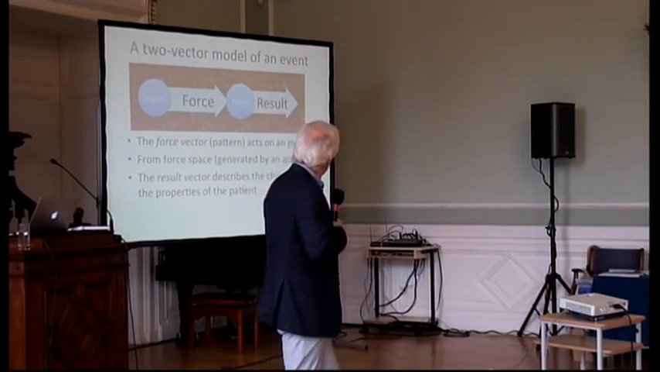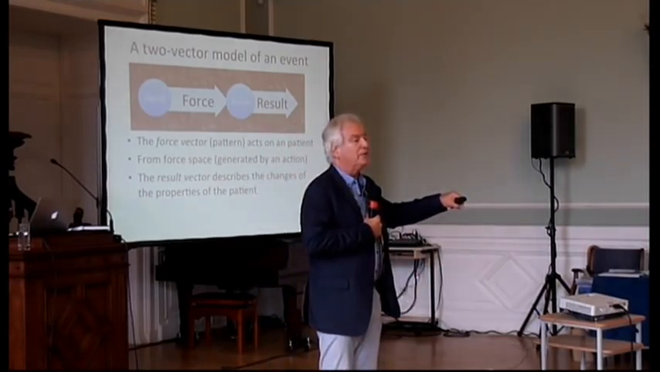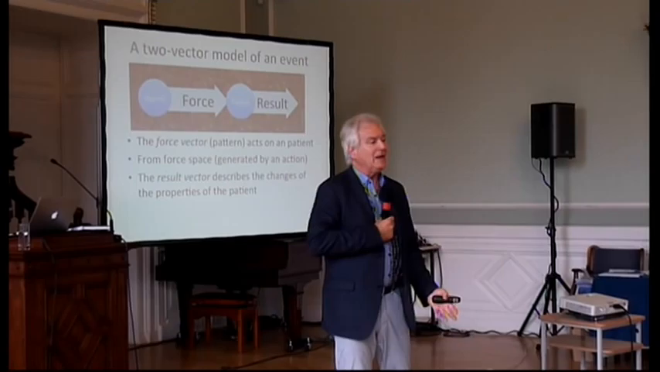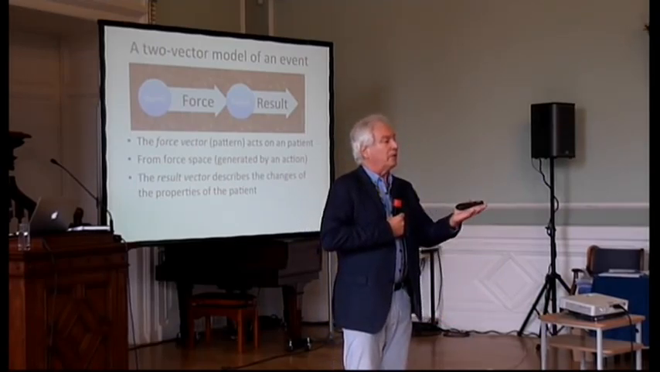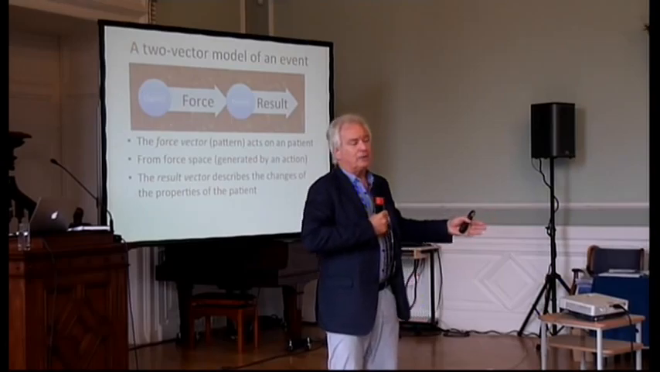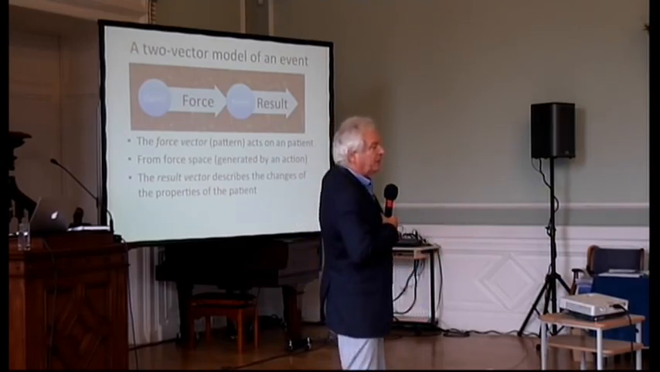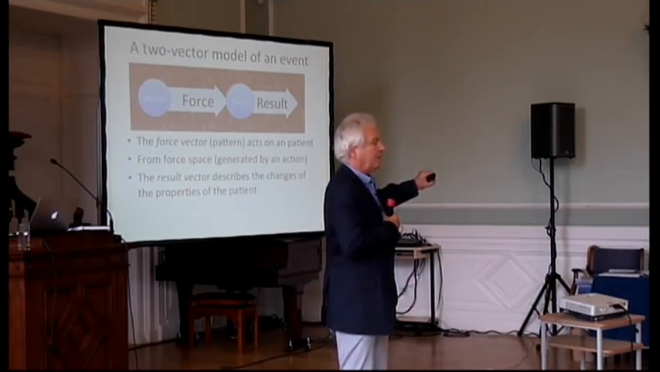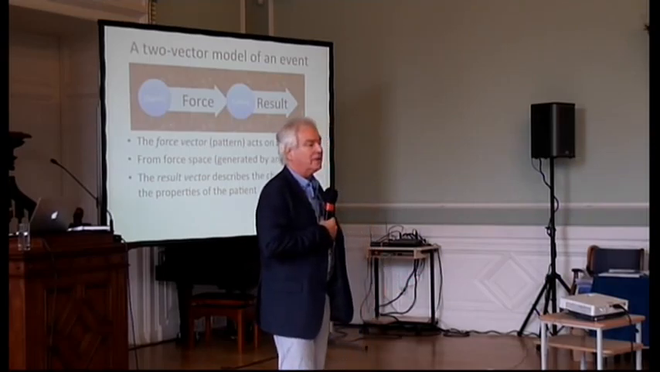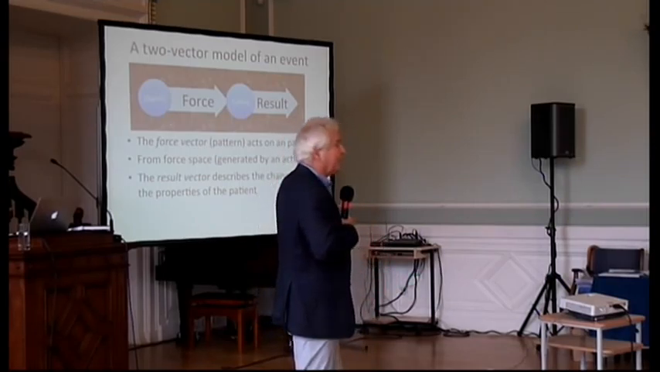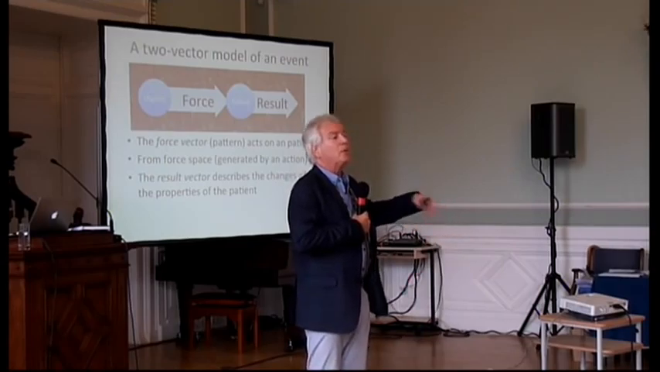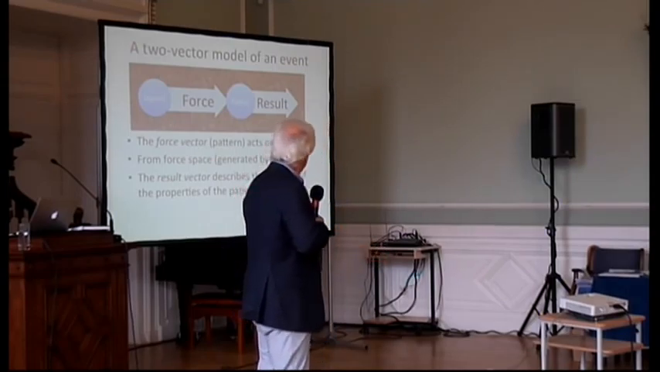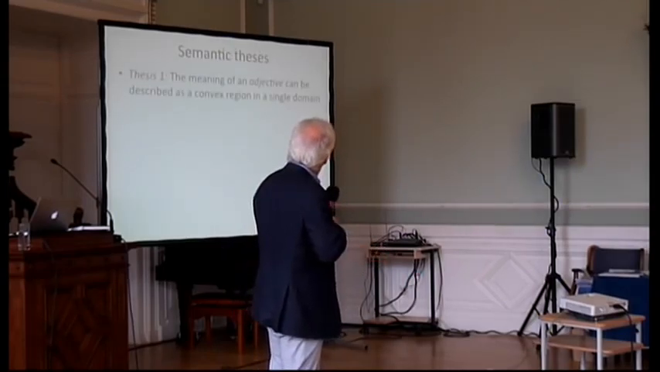Then the result vector describes the changes of the properties of a patient. So if something is moving, it's changing its position in space. If I'm heating a soup, there is a change in the temperature. If something is growing, there is a change in weight or in size and so on. Sometimes there is no change. The result vector is nil. And then the event is a state. So a state is a special case of an event here. But note that the result vector then refers to different property spaces. Ordinary space or the other property spaces. So that's the model. And now the semantic thesis.